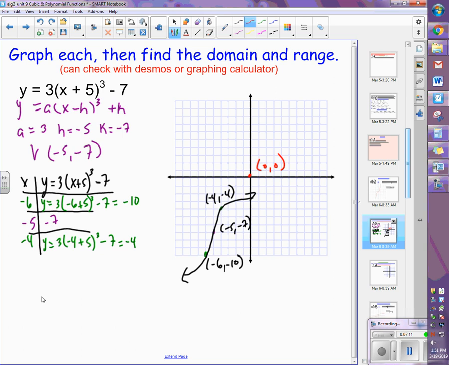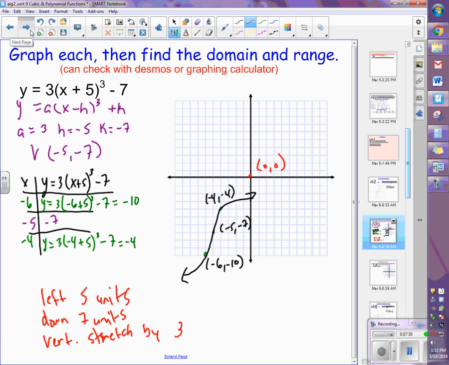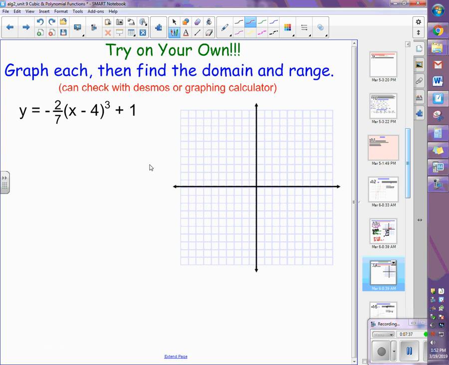So again, it went left 5 units. It went down 7 units. And a vertical stretch by 3. Complete this graph on your own.